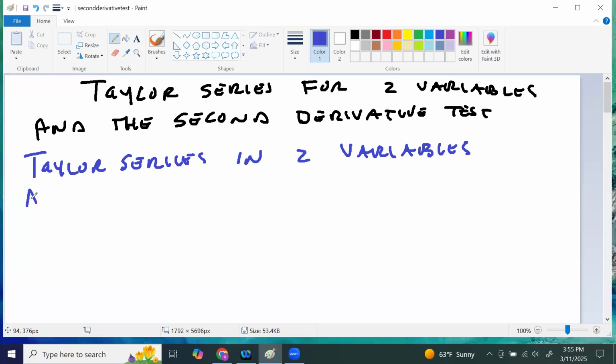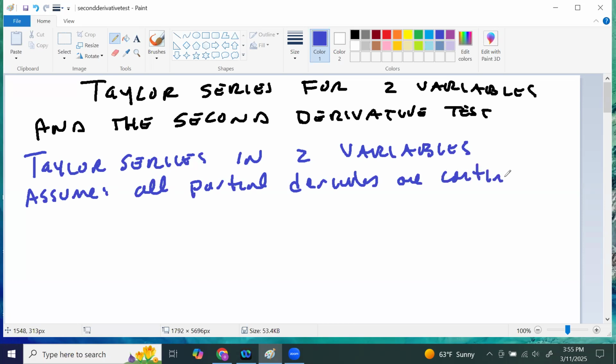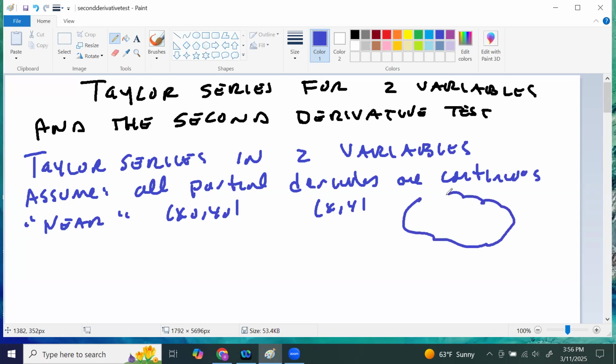And we will assume that all partial derivatives are continuous near some point x naught, y naught. And the points x, y will be within this region. Let's call it some open region here. And at any point of interest, all the partial derivatives will be continuous in this general direction.